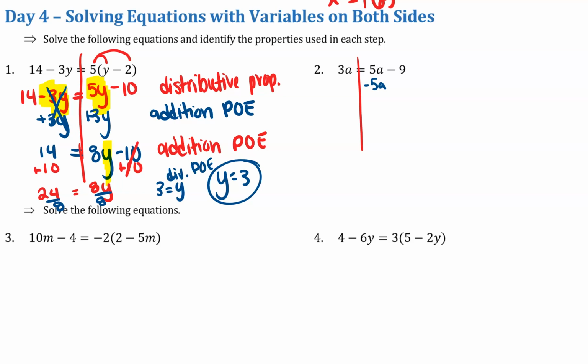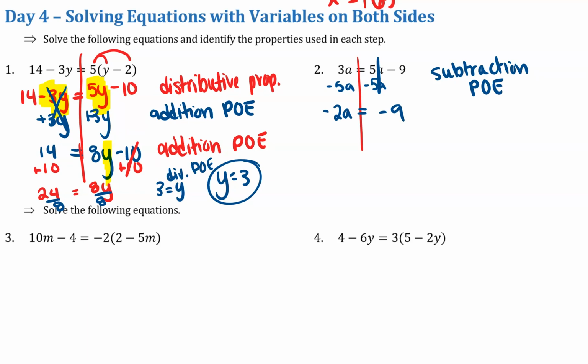Whatever I do to one side, I do to the other side. 3A minus 5A is negative 2A. Those cancel. I'm left with negative 9 on the other side. Since I subtracted something on both sides, that's called the subtraction property of equality.